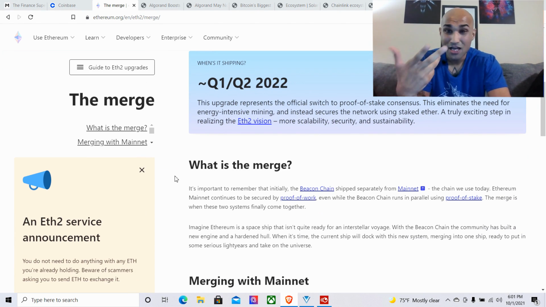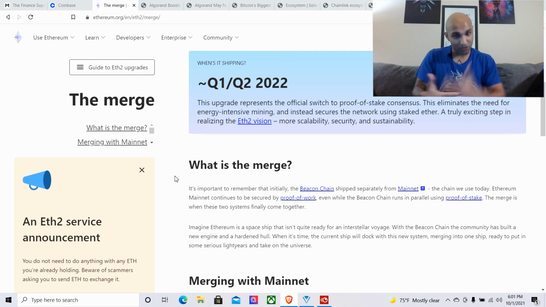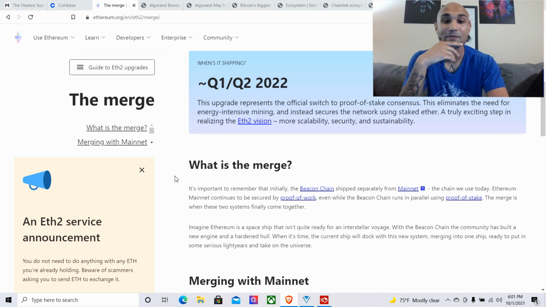So when's it shipping? Q1, Q2 2022 is what they say. They were thinking about actually moving this all the way up to December, so Q4 2021. That's still a possibility. That's something they're kicking around because apparently development has gone really, really well on ETH 2.0.